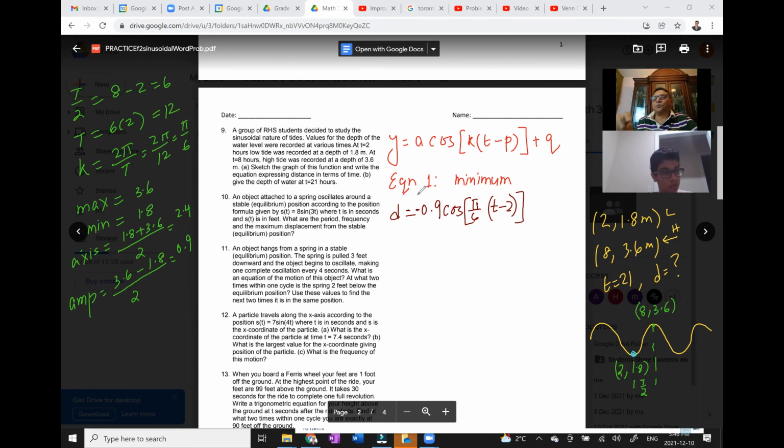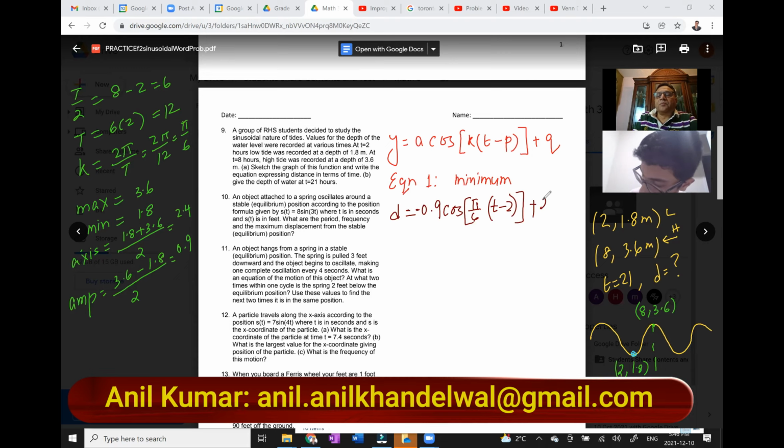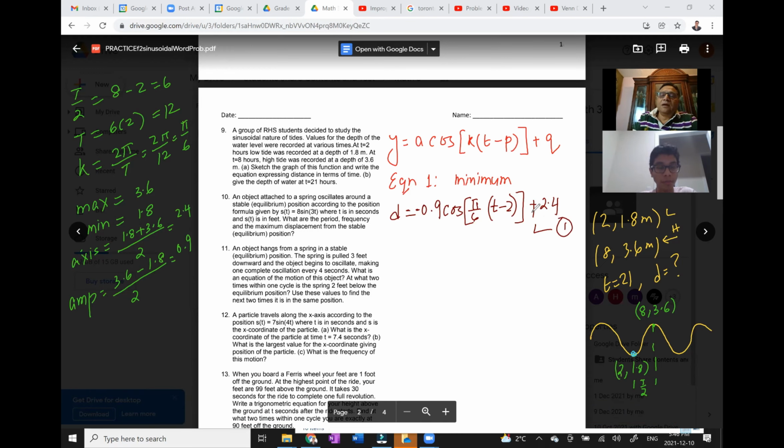So cosine phase normally starts with maximum. Since it is starting from minimum, I will take it as minus 0.9. You get this idea. Plus the axis, which is 2.4. That could be one of my equations, right? So I'll call this one of my equations, which is also a correct equation.